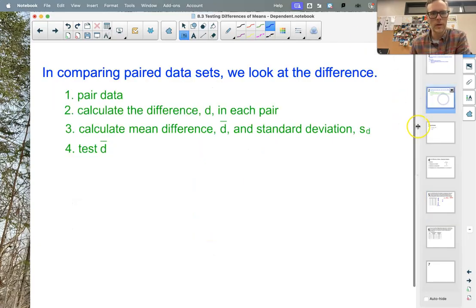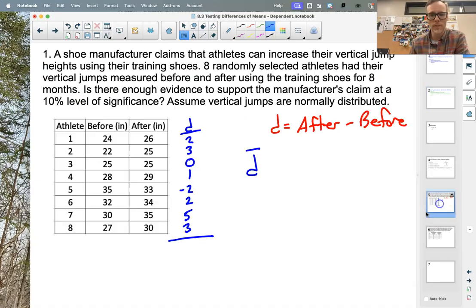So let me get back here to my notes. So we look at the difference. So we pair the data. They're linked. We calculate the difference d in each pair. That's what I just did. Then we calculate the mean difference, which is d bar. Now we're also going to need to know the standard deviation of the d's, so that we can ultimately test d bar. So what is d bar?